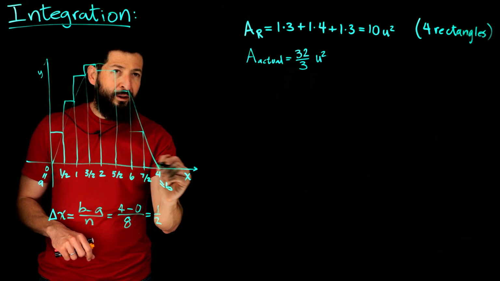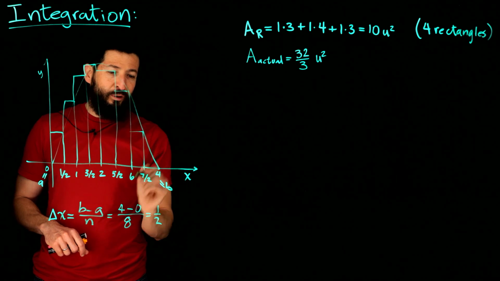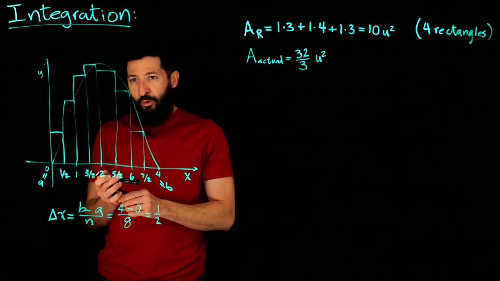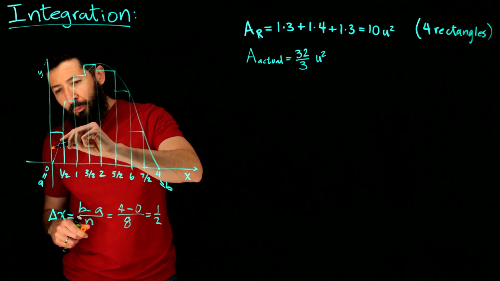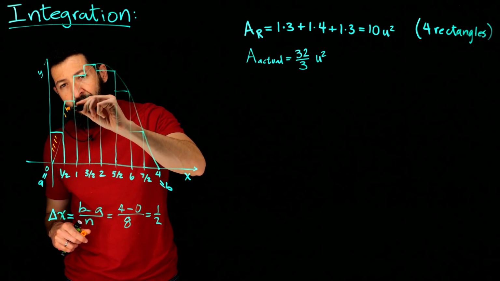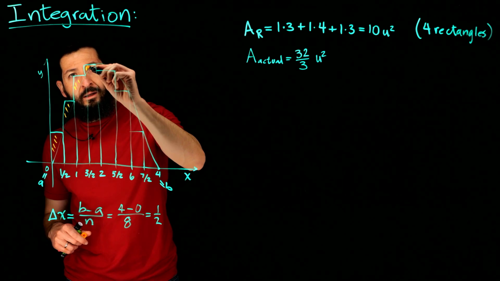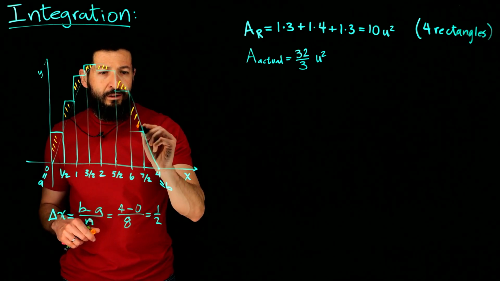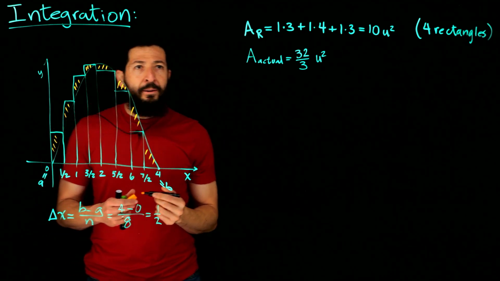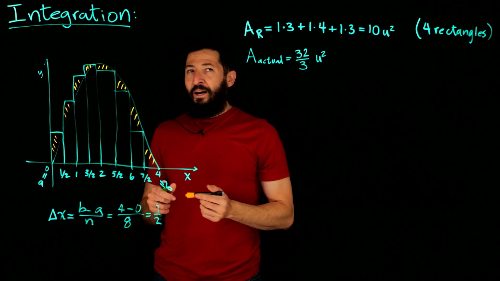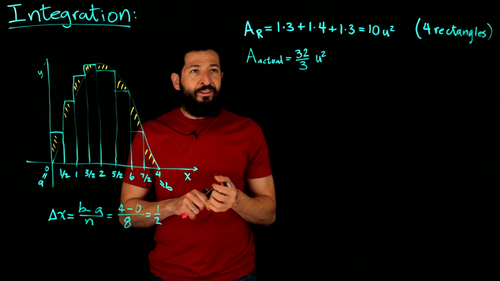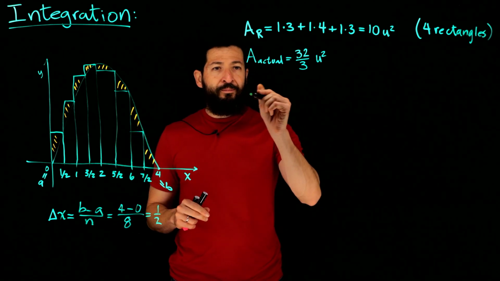And then here I don't get 1 because the endpoint is right there. So that's my area, and you see I'm overestimating here a little bit. And then I'm underestimating here. But you see that now is not as egregious as before. So let's go ahead and compute the area this time for 8 rectangles.